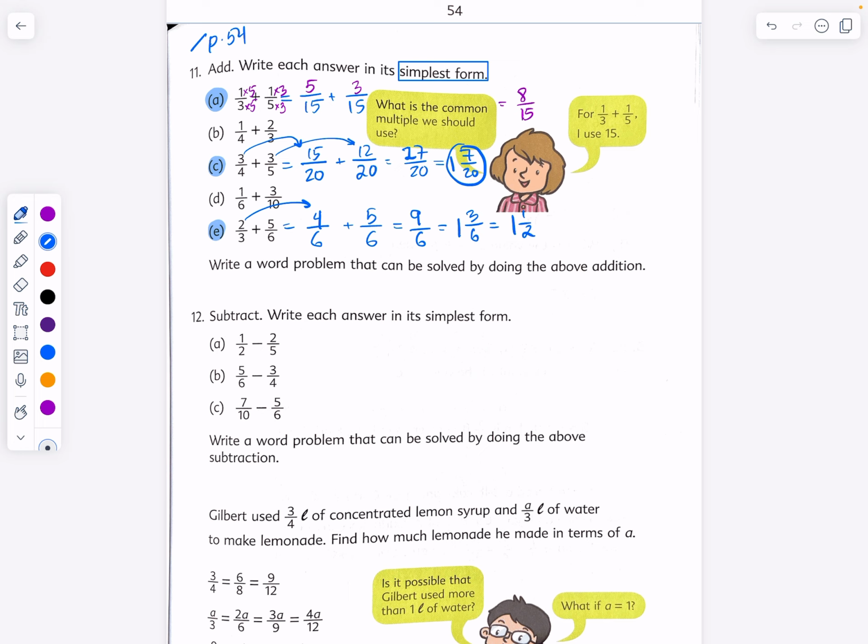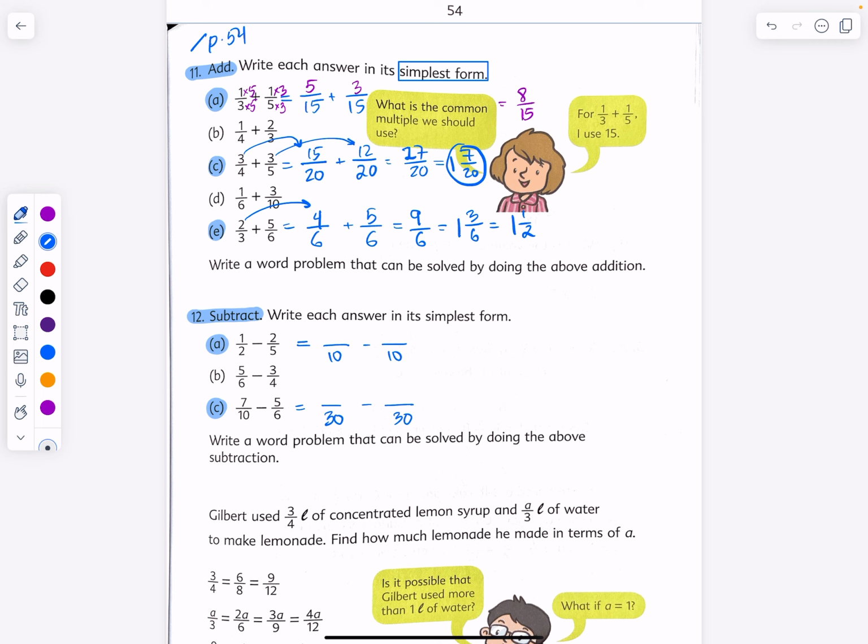Let's jump down. So we added a few. Let's jump down to the next example and do subtractions. Again, I'm only going to solve examples A and C. You may pause the video and give it a try for yourself. So 1/2 minus 2/5. I hope we agree that the LCM for 2 and 5 is 10. 7/10 minus 5/6. Again, we have different denominators. The LCM for 10 and 6 is 30.